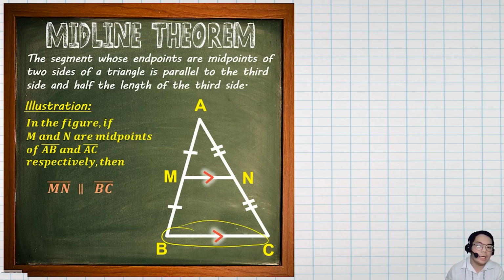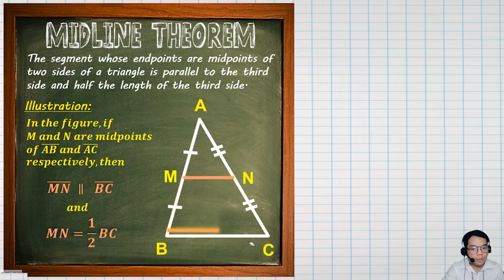So we have MN as the midline is parallel to side BC. Aside from that, the measurement of MN is going to be half the measurement of BC. Yung measurement daw nung midline na yon ay kalahati nung measurement nung pangatlong side ng ating triangle, and that's going to be side BC in this given example. And that is what we mean by the midline theorem.